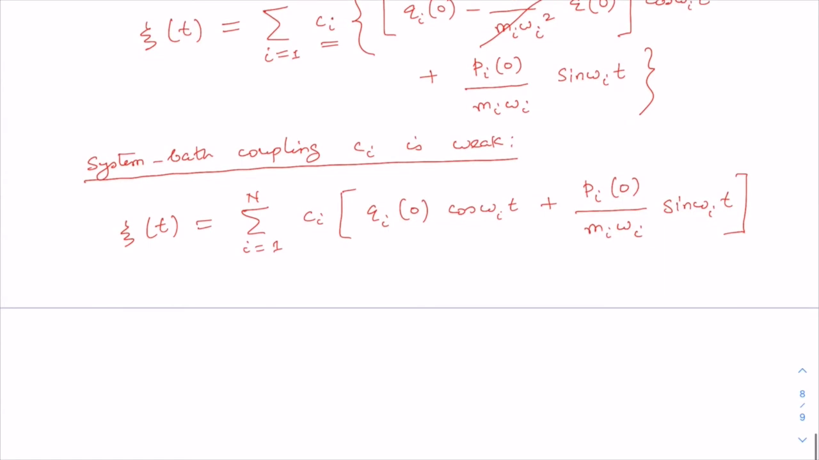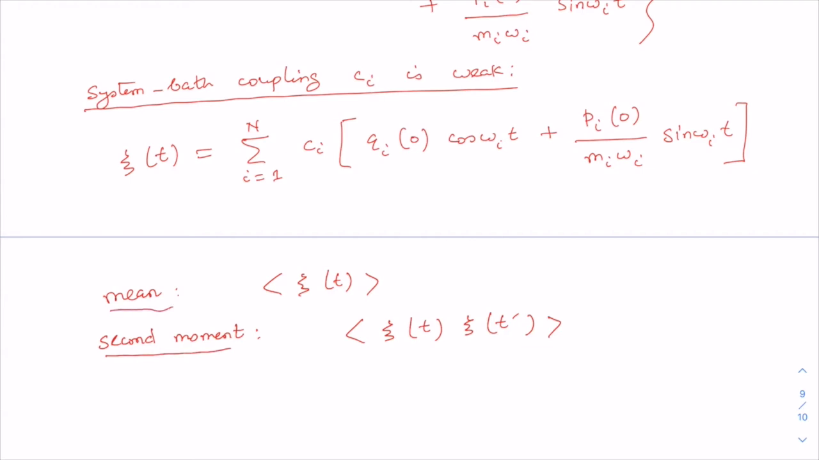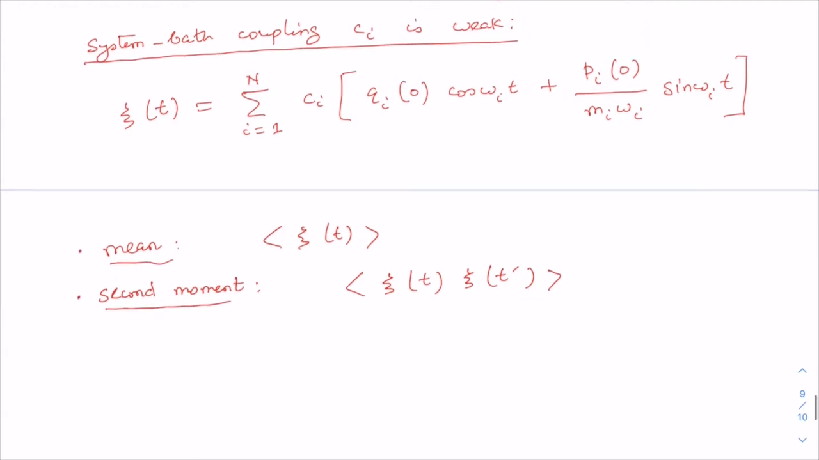Okay, to understand the nature of this Langevin noise, let us now calculate the first two moments. The first moment would be the mean, that is xi of t averaged over the bath, and the second moment is basically the autocorrelation function: the Langevin noise at time t and the Langevin noise at another time t dash. This will give us the correlation between these bath variables, or Langevin noise, at two different times. So now we are going to calculate these two very important quantities, the average of the Langevin noise and the second moment.